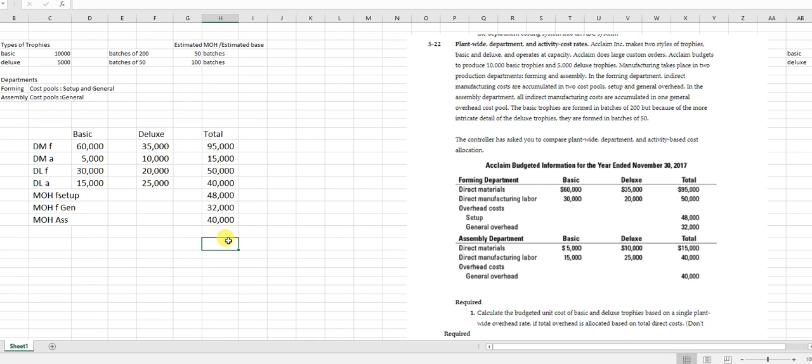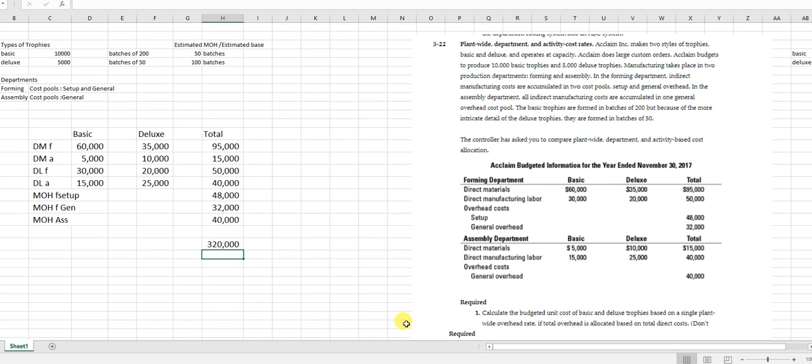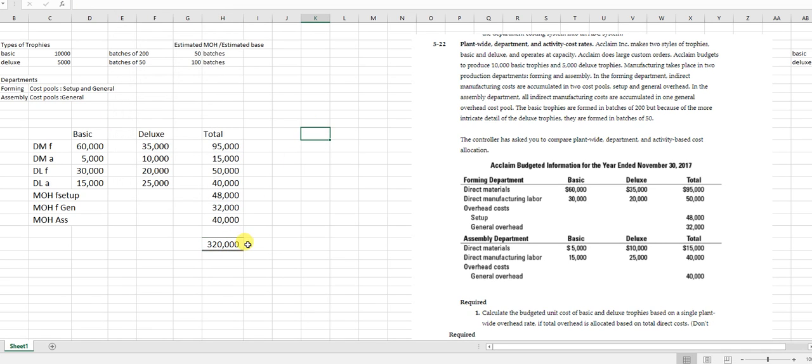So I know that I'm going to have to total up to $320,000 worth of total costs in this particular problem. It's just that I need to allocate them. So I can allocate these costs however I want. I could allocate them 50-50, etc. I just simply need to fill in the blanks.